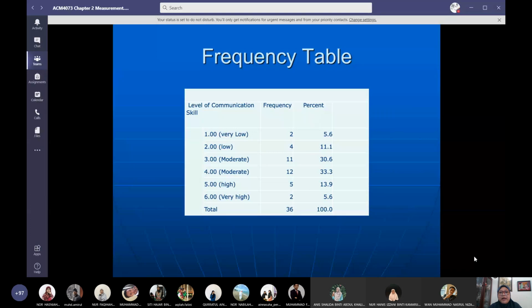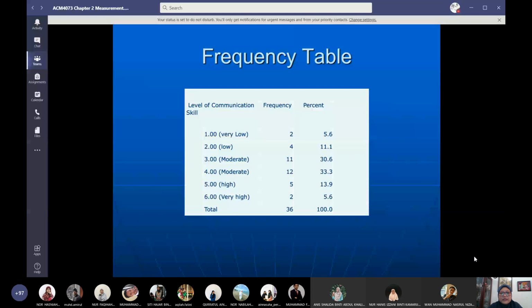We will multiply. The lowest score is 1. So 1 multiplied by the number of questions: 1 multiply 10 is 10. The highest score is, let's say, on a scale, we have 5. So 5, how many items? 10. 5 times 10 is 50.